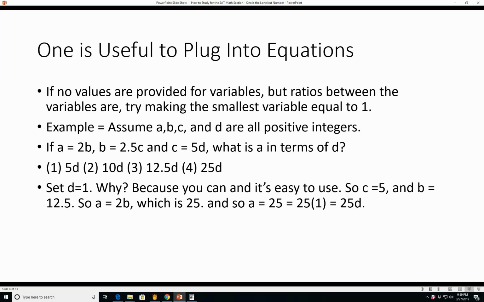Well, okay, first thing we can say is, all right, if we set d equal to 1, as we suggest here, then it's easy to use. So you just say, all right, c must be 5 because it's just 5 times 1. And then b would be 12.5 because that's 2.5 times 5. And then 12.5 times 2 is just 25. So that means since a is equal to 2b and b is equal to 12.5, a is equal to 25. So since a is equal to 25 and d is equal to 1, a has to be equal to 25 times 1, which is 25d. Pretty easy, right?